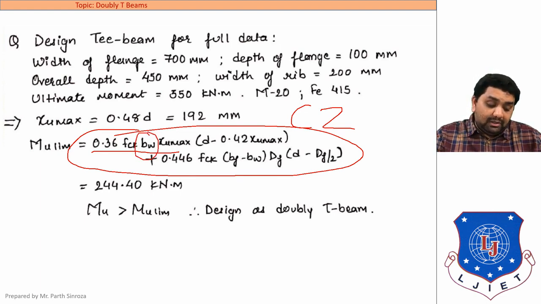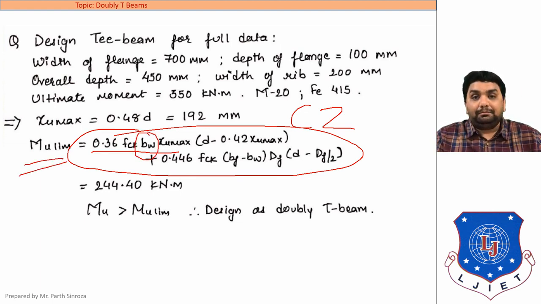Because it is the condition for MU limb. Clear? As it is the condition for MU limb, it is the maximum condition for a singly reinforced section, the maximum that a singly reinforced section can resist. So it will always be taken as BW. For MU limb we won't ever take BF. Keep in mind. Clear? So for MU limb we always take the width as BW.